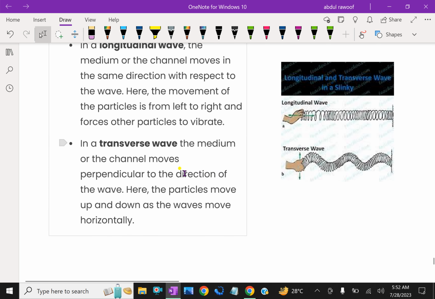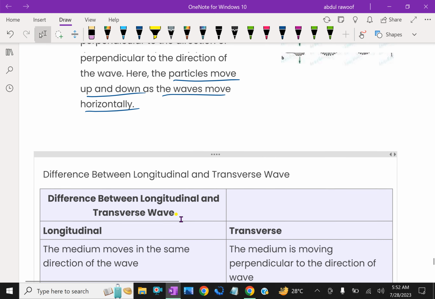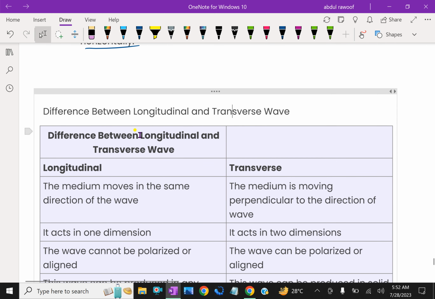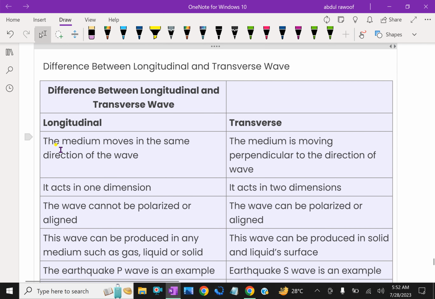In a transverse wave, the medium moves perpendicular to the direction of the wave. Here, the particles move up and down as the wave moves horizontally. Now let us discuss further the difference between longitudinal and transverse waves. In longitudinal waves, the medium moves in the same direction as the wave. In transverse waves, the medium moves perpendicular to the direction of the wave.